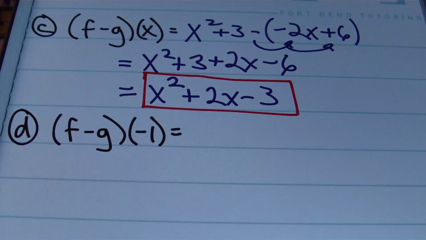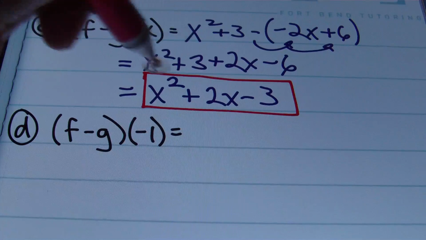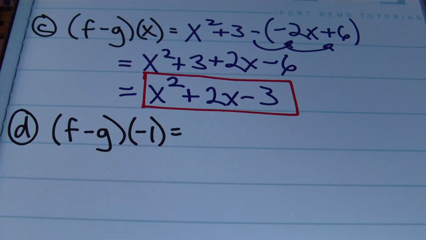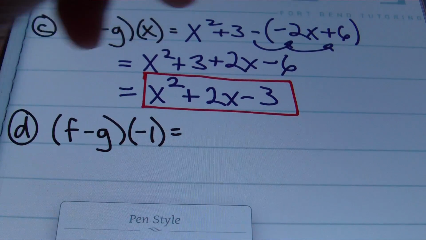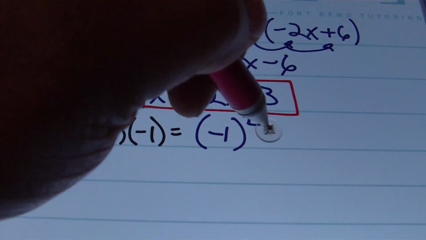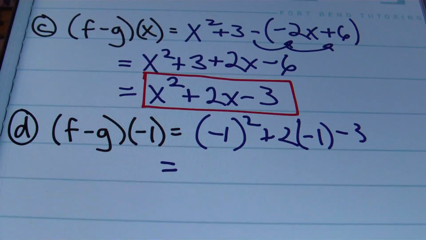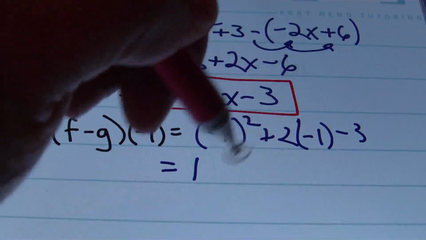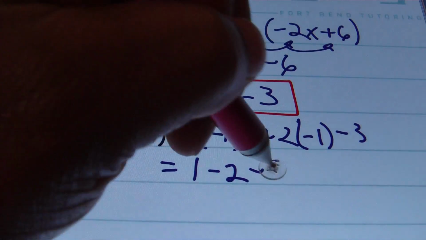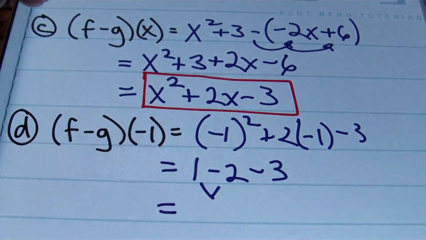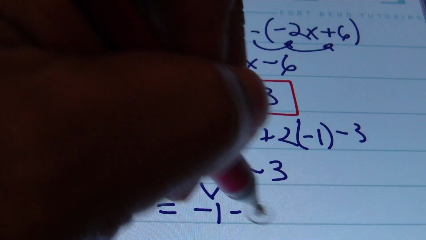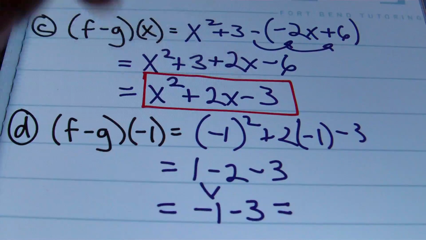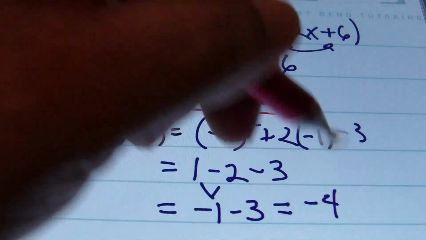Now, in part D, they want you to find f minus g of negative 1. All right. So remember, since I already know what f minus g of x is, I can plug in negative 1 into that previous response, and that's what I'll show you right now. We'll end up with negative 1 squared plus 2 times negative 1 minus 3. We know that negative 1 squared is positive 1. 2 times negative 1 is going to give you negative 2, and then I'll bring down that negative 3 next. From here, 1 minus 2 gives me negative 1, and then I'll bring down that negative 3, and finally, negative 1 minus 3 is negative 4, which is the answer.